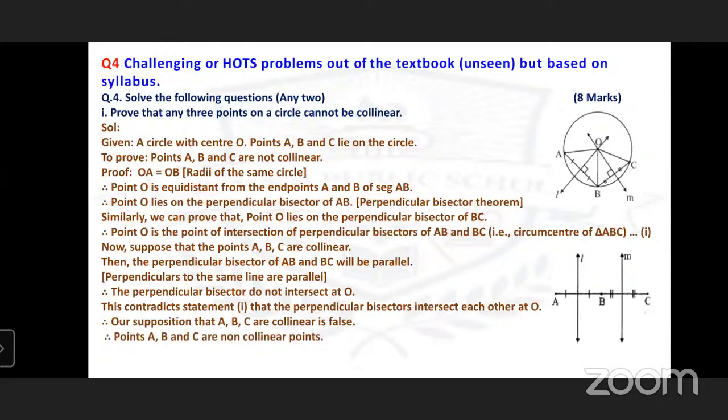Okay. If these were collinear, their perpendicular bisectors would never meet. But here it is stated that O is the center of the circle, so the perpendicular bisectors meet at point O. That is the circumcenter of the circle. So in this way, we prove this question. Okay.